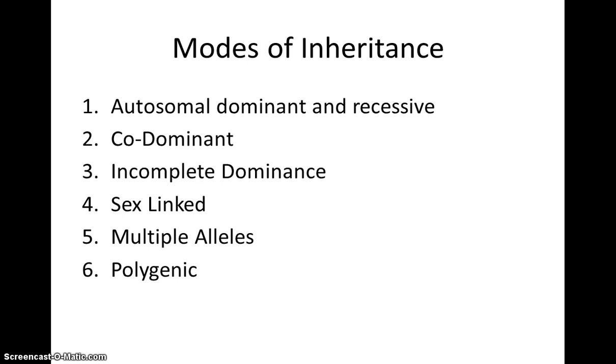All right, so for starters, we're just going to list all the modes of inheritance. The first is one we've already seen, which is autosomal dominant and recessive, and that's the majority of what we've been spending time on. I do want to remind you guys that autosomal is referring to any chromosome that's not a sex chromosome. In humans, we have 23 pairs, so 1 through 22 are all autosomal. The next is codominant, then incomplete dominance, sex-linked, multiple alleles, and polygenic. So 1 we already know, and 2, 3, 4, 5, and 6 we'll be going through in this lesson.